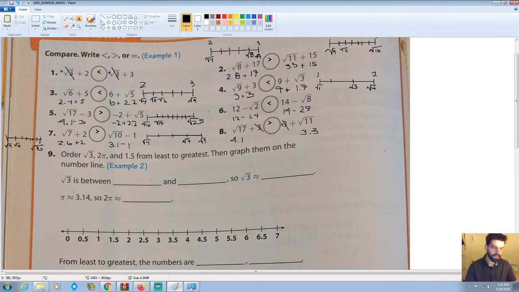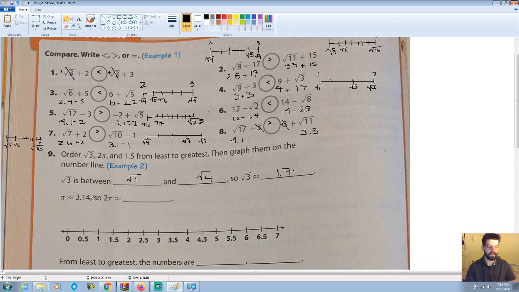Order the square root of 3, 2 pi, and 1.5 from least to greatest, and then graph them on the number line. Okay, so we saw that the square root of 3 is going to be equal to 1.7. Like in number 4, we said that the square root of 3 is about 3/4 of the way towards the square root of 4, which is the next perfect square. So it's about 1.7. Oh, I'm sorry. This is between the square root of 1 and the square root of 4. And so it's approximately 1.7.